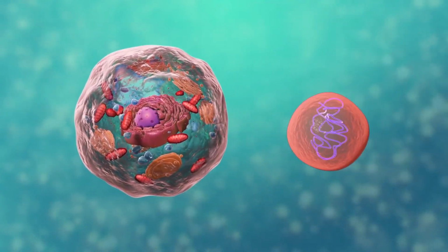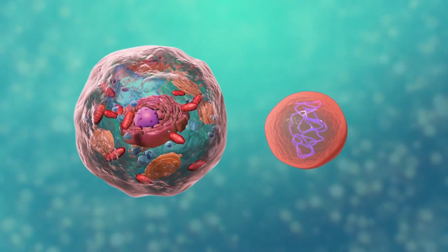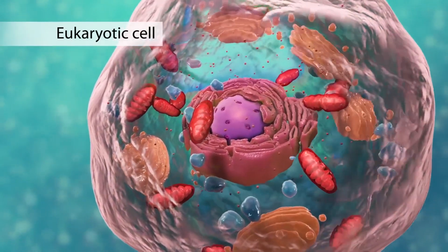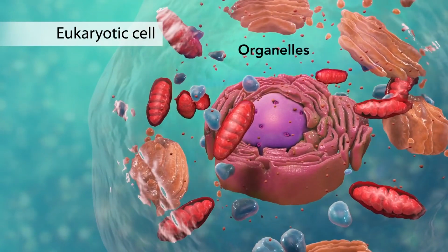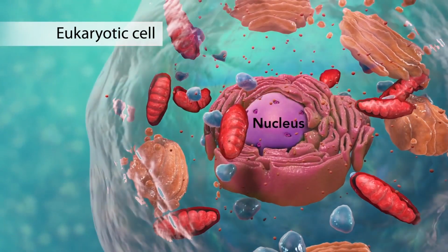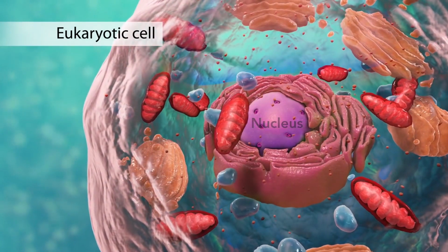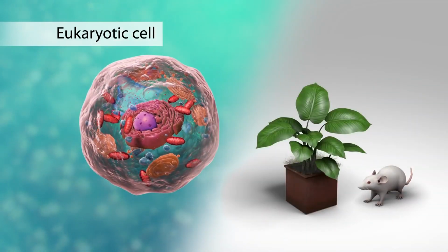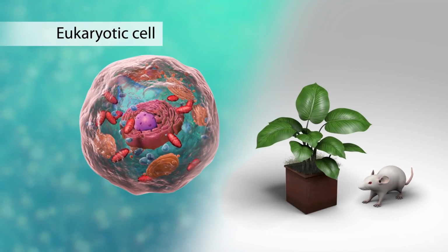There are two broad categories of cells. We have the eukaryotic cells. They have organelles, and these include the nucleus and other special parts. Eukaryotic cells are more advanced and complex cells, such as those found in plants and animals.